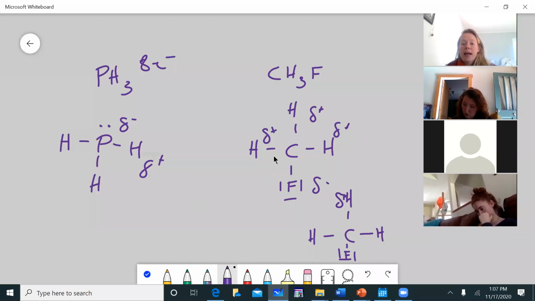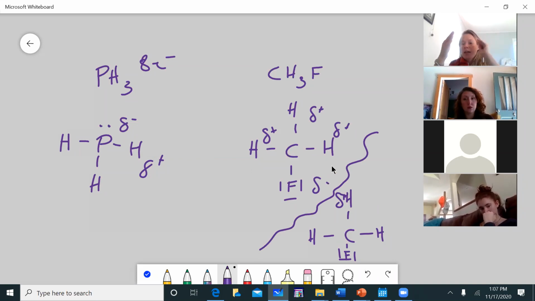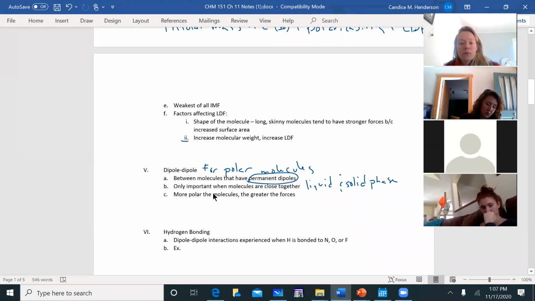Going back here, let's say I had 2 of these, but I have vaporized this material. It's in gaseous form. These guys will be so far away from each other and they'll be moving so fast that any little attraction they could have is sort of negligible. So they'll just keep moving in their own direction. So one thing that we've got here is the more polar the molecule, the greater the force.